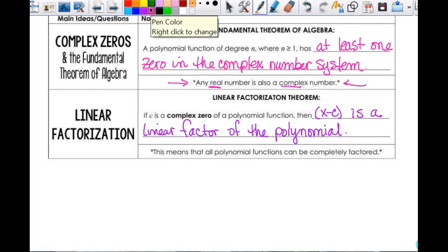Here's where some more clarifying comes in. It says this means that all polynomial functions can be completely factored. So when we say we can't factor it anymore, not 100% true. It's that we can't factor it using the traditional factoring that we've been using. But we will be able to completely factor everything. Okay, we all good? Questions? All right.